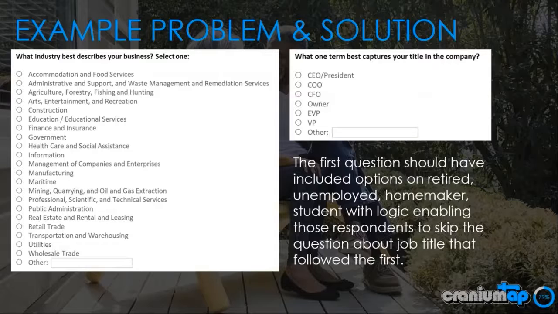This question was then followed up with a question specific to what captures their title. This could have been avoided if they had those other options, and then it skips past the follow-up question. But if I'm retired when I get this question, I might click other, and then it's prompting me with a question of what describes my title. It demonstrates some frustration and a bad user experience. It doesn't come off well with your brand.